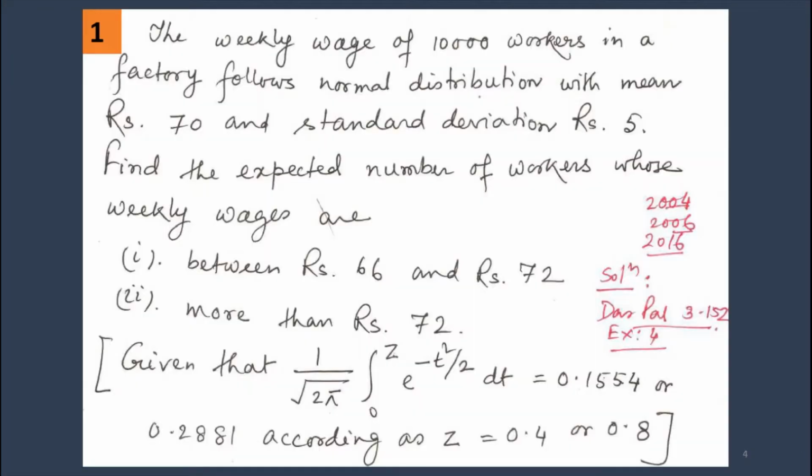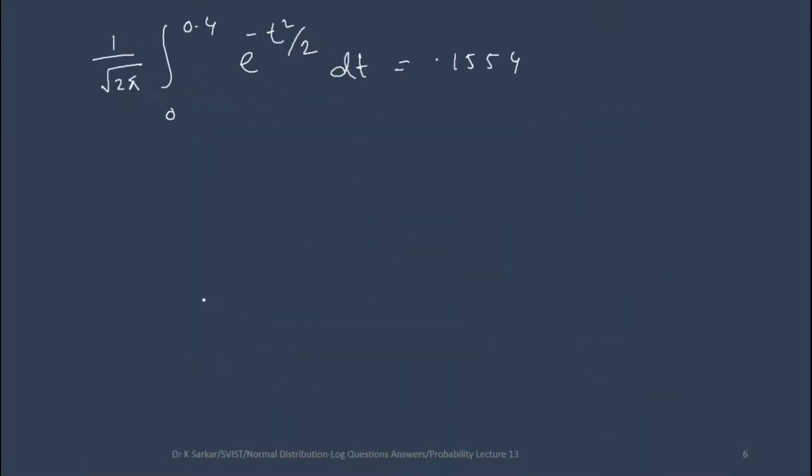Also given that 1 by root 2 pi integration 0 to z e power minus t square by 2 dt equals to 0.2881 when z equals to 0.8. So we can write this as 1 by root over 2 pi 0 to 0.8 e power minus t square by 2 dt is 0.2881.